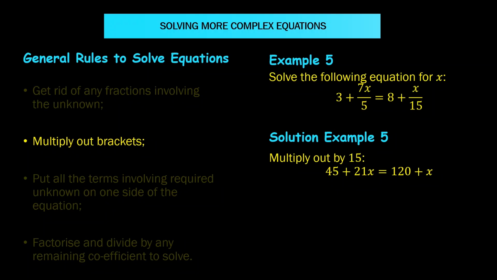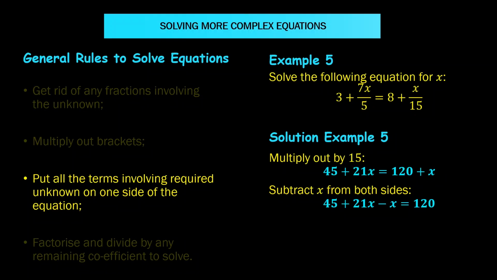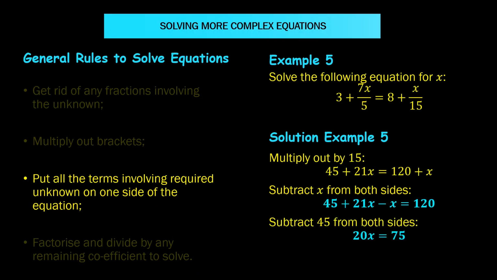Next, we multiply out any brackets, but as there are no brackets, we don't need to worry about this step. Now we put all the terms involving the required unknown on one side of the equation. In this equation, we subtract x from one side to do just that. So we have 45 plus 21x minus x equals 120. In order to get the constant on the other side, we subtract 45 from both sides to get rid of this 45 on the left-hand side. So we now have 20x equals 75.